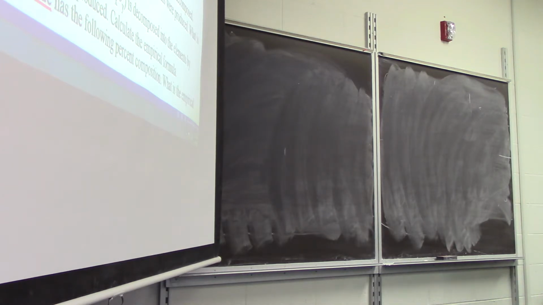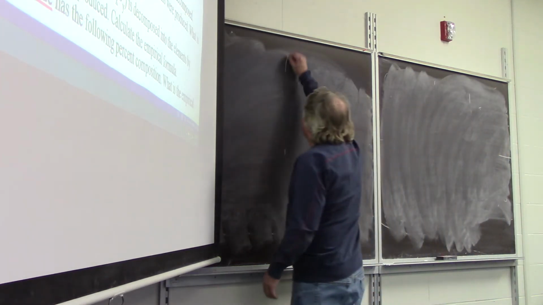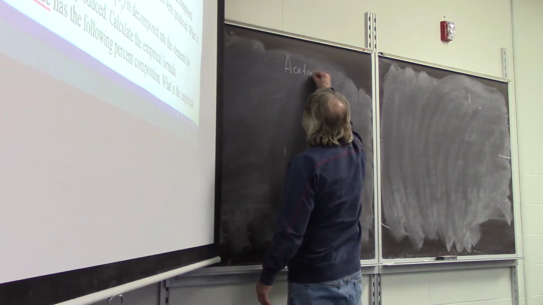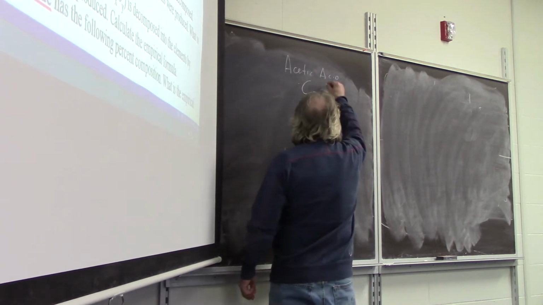All right, we already know the chemical formula for acetic acid. What is it? C2H4O2.